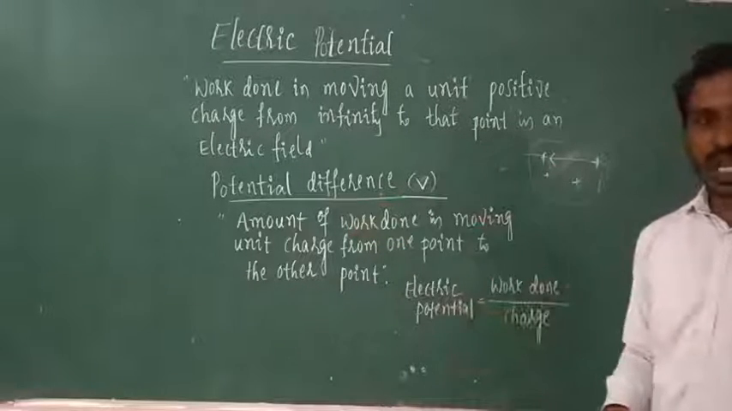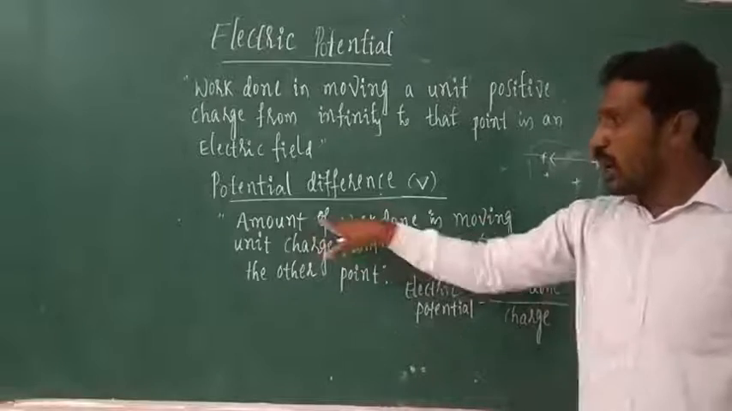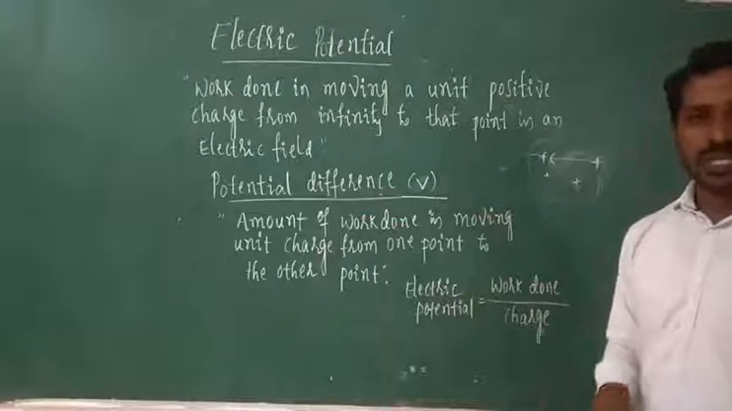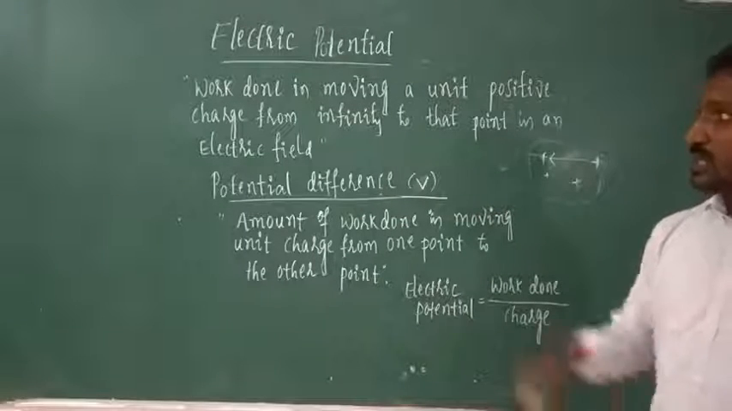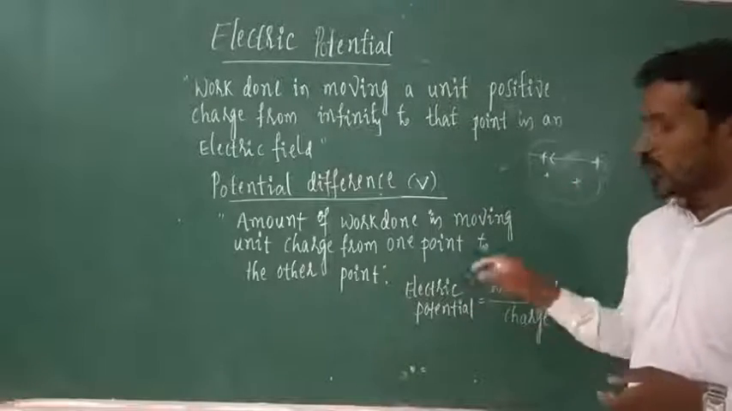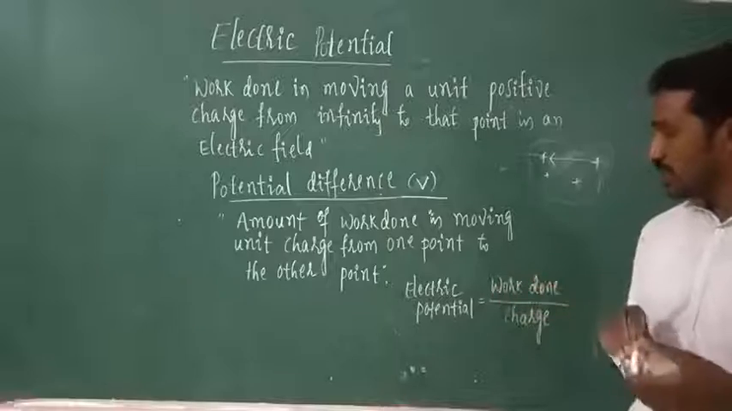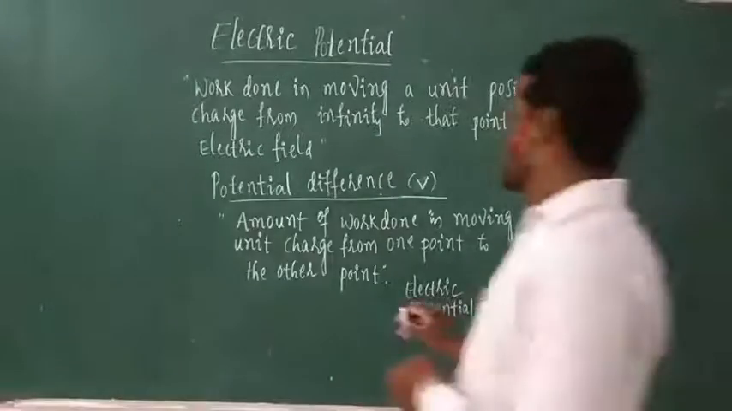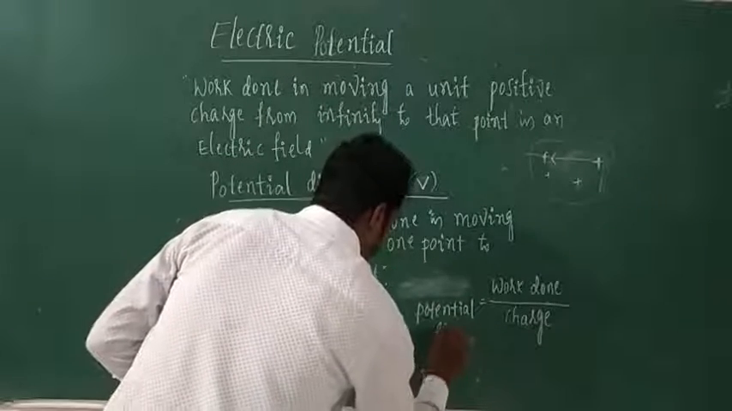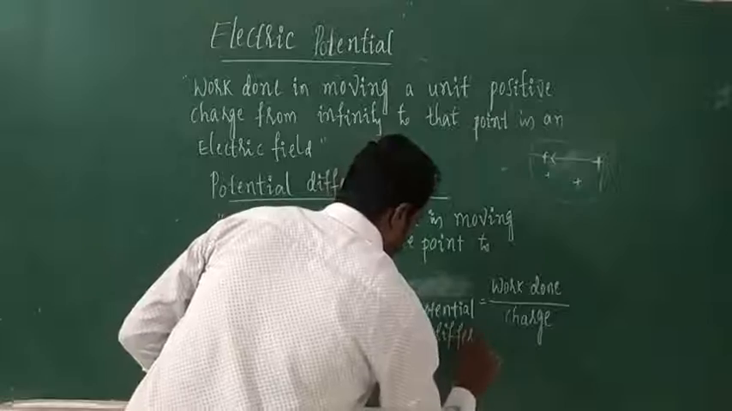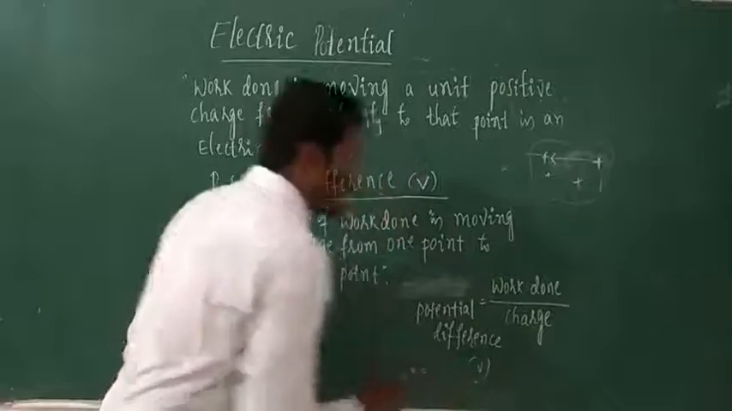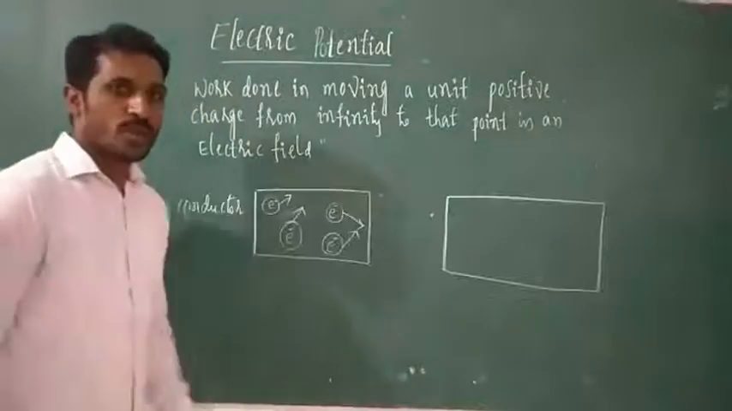Next, we have potential difference. The amount of work done in moving a unit charge from one point to another point is called potential difference. Potential difference is denoted by V, which equals the work done per unit charge.